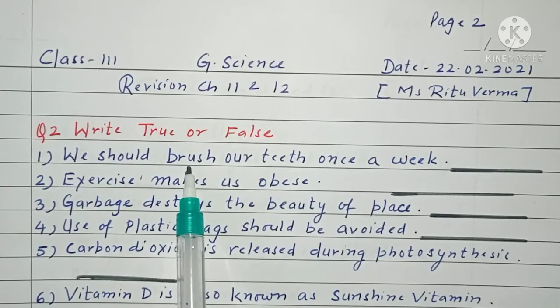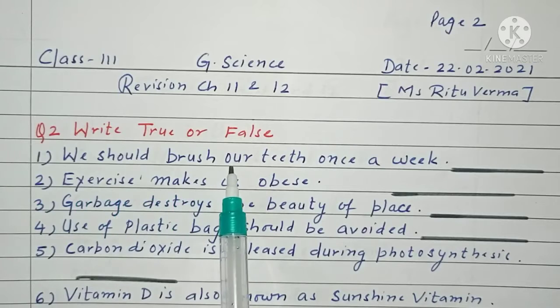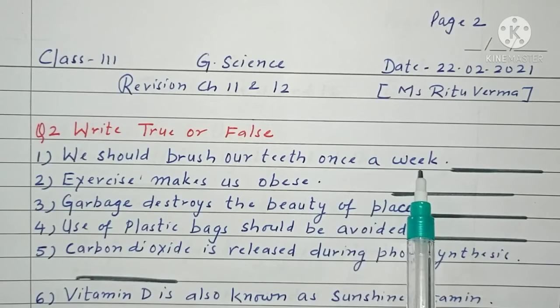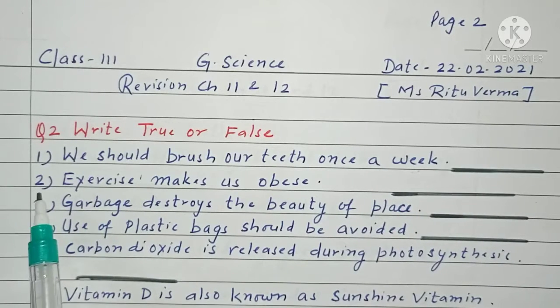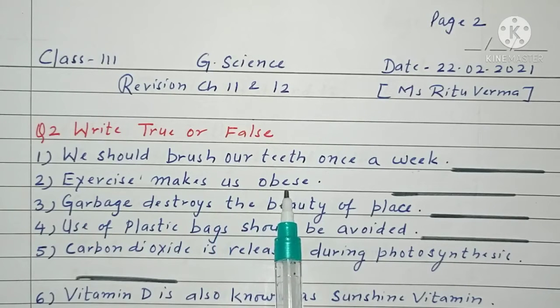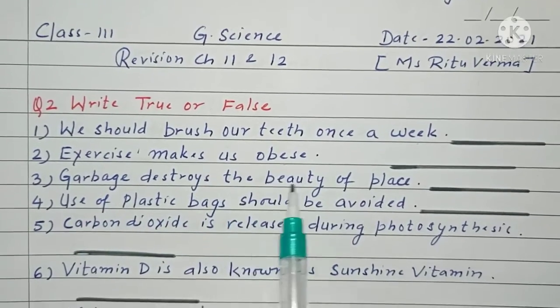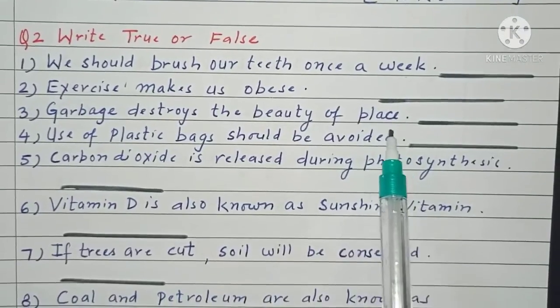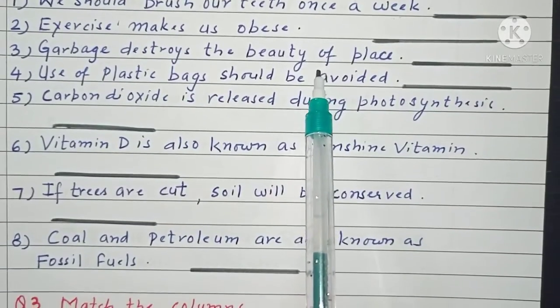In question number 2, we are going to discuss true or false. For doing such type of questions, we must understand the statement properly. So number 1 is we should brush our teeth once a week. Think and write. It should be once a week or not. Number 2, exercise makes us obese. Obese means fat. Does exercise make us fat, obese, or not? Number 3, garbage destroys the beauty of a place. If litter is thrown here and there, does it really destroy the beauty of a place?